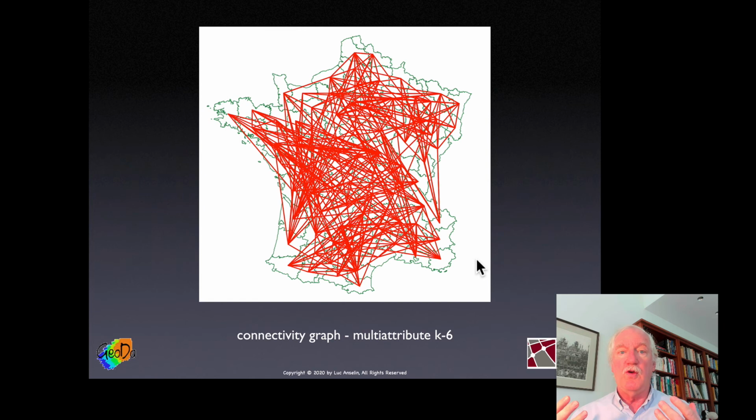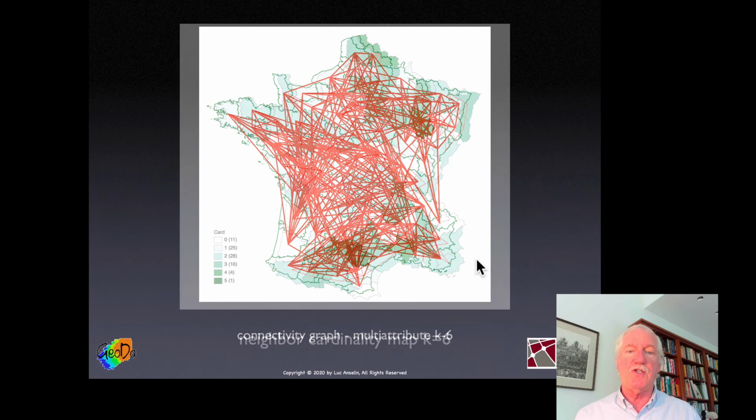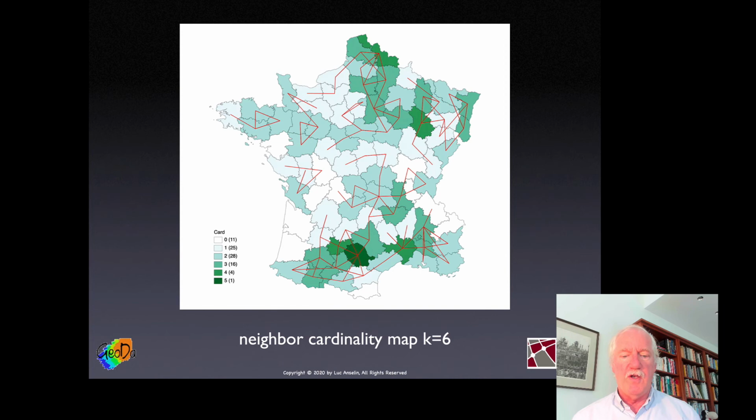And so those are IJ pairs of an observation and a neighbor that are both nearest neighbors in geographic terms and nearest neighbors in multi-attribute terms. And this intersection graph is what I call a neighbor cardinality map. So for each location, the darker colors tell you how many neighbors the geographic and the attribute k nearest neighbors weights have in common. So if we use k 6, the largest number would be 6.